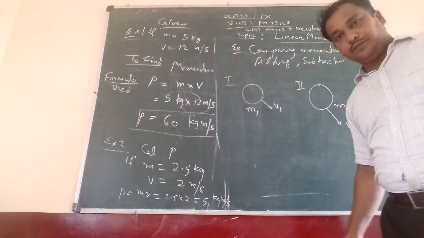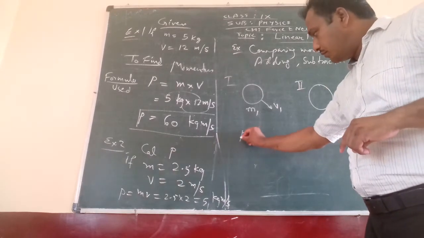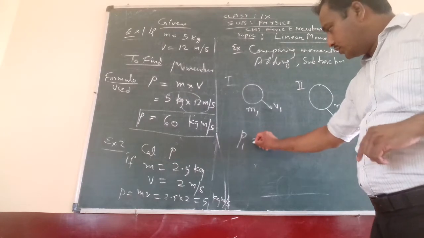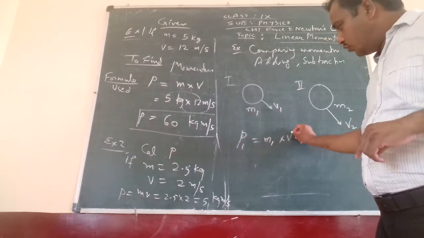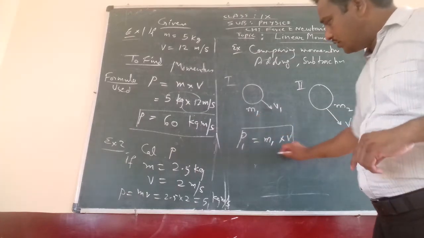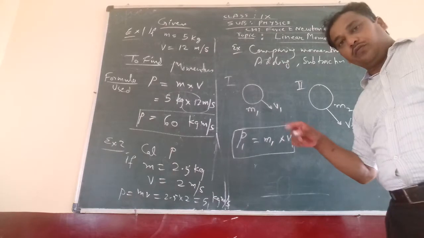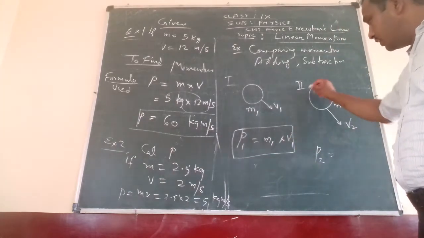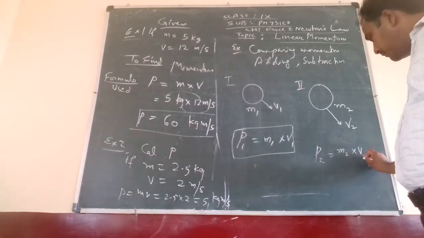So how much will be the momentum of the first object and how much will be the momentum of the second object? The momentum of the first object will be given by variable p1. P for momentum, you are aware of it. It is equal to the product of mass and velocity. So mass of first m1 into v1. So this is the momentum of the first object. Similarly, momentum of the second one will be p2 for the second object, equal to m2 multiplied by v2.